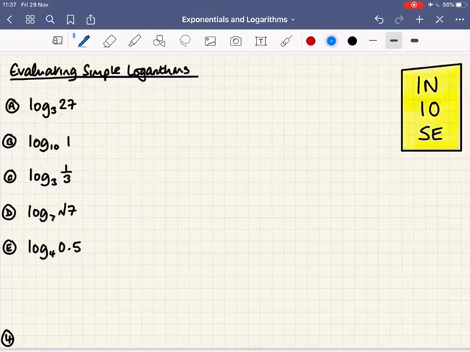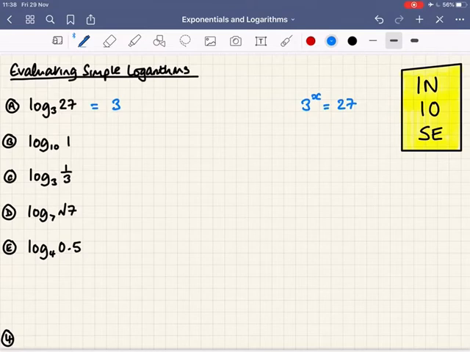Now, a few little bits and pieces that we can do with simple logarithms, just evaluating them. Here's a few just to make sure your head's in the game. Remember what we said before, log to base 3 of 27. I should be able to work that out now without a calculator. This is saying 3 to the power of something was equal to 27. That's what log to base 3 of 27 means. What did I raise 3 to the power of to get 27? Well, hopefully you can remember that 3 to the power of 3 is 27. So log to base 3 of 27 must be 3.